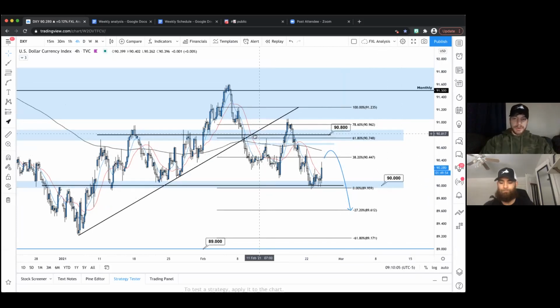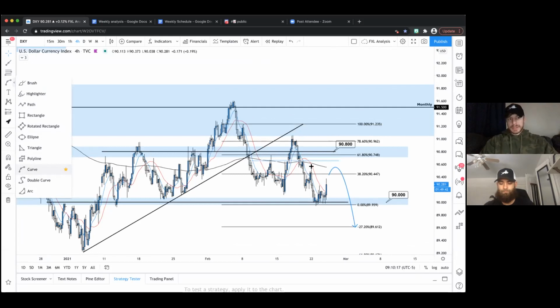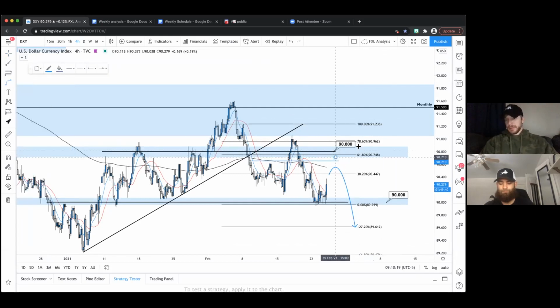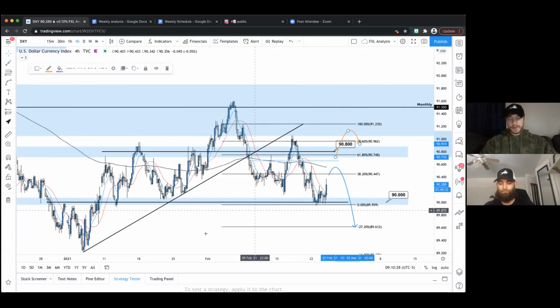If this does continue to range, wait for a break to the upside or downside, right? High or low above 90.8, lower high below 90 flat. Okay, but what needs to happen for us to comfortably say DXY is bullish, right? We'll go over this here. We need to see a break of 90.8, high or low above, preferably.